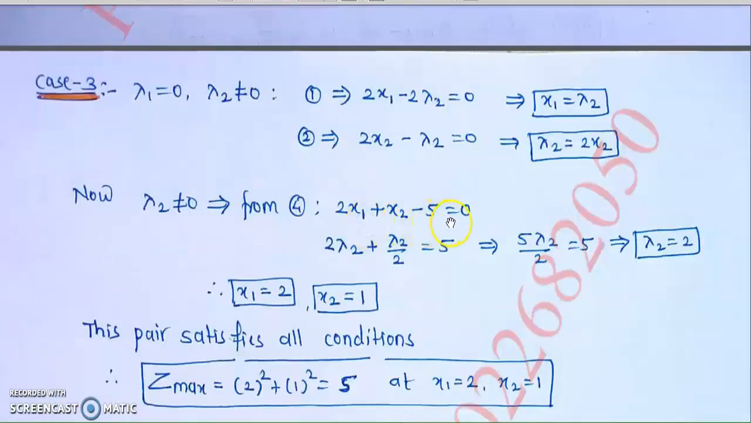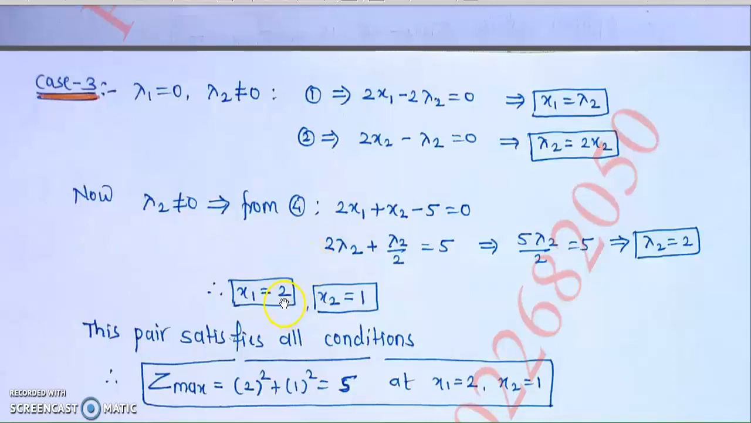So 2x1 plus x2 equal to 5 gives us, if we update x1 and x2 values in terms of lambda 2 here, we get lambda 2 is equal to 2. Once we have lambda 2, we can obtain x1 and x2, and we got them as 2 and 1. So x1 and x2 both are positive, lambda 2 is also positive, lambda 1 is 0. So all are either 0 or positive.